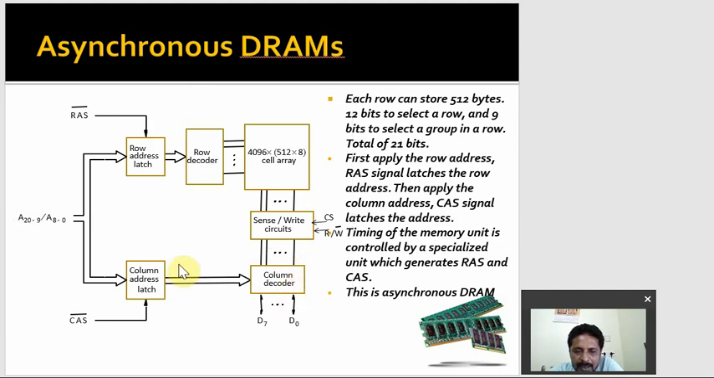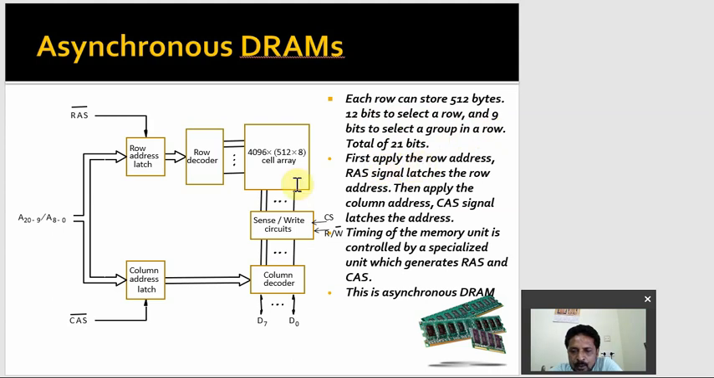So like this it is happening, and the asynchronous RAM is going to be constructed in this fashion. Two signals we are applying. See here, each row can store 512 bytes, and 12 bits to select a row and 9 bits to select a group of bytes in a row. Total size is 22 bits they are using here.